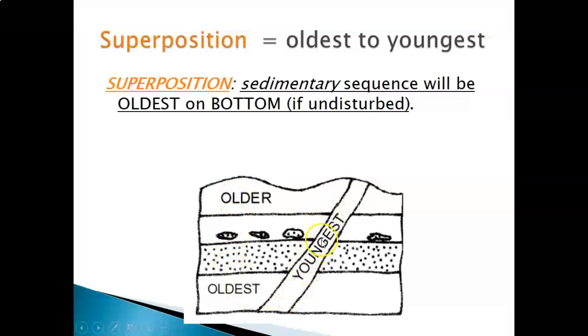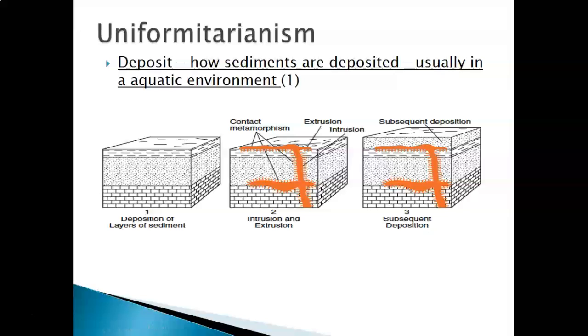And then we have something we'll talk about. This is the youngest. It overlaps everything else. So oldest at the bottom, older, and then this one came through and cut across all of them. So it's the youngest, and we'll talk about this. This is an actual law. And this is once again more than likely an igneous formation.